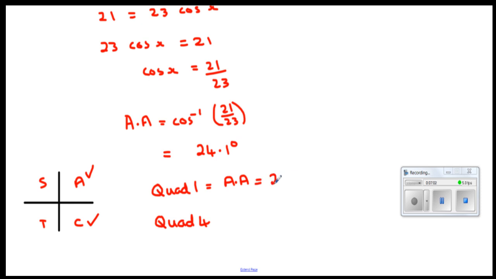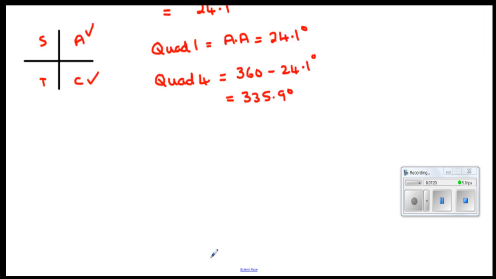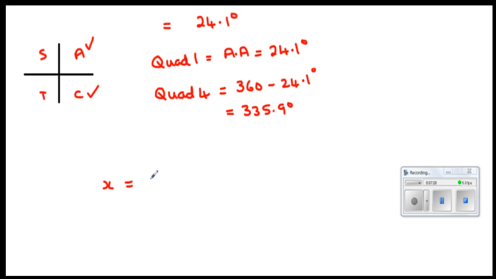So it's 24.1 degrees. In this one, in quadrant 4, it is 360 minus the acute angle. So it's minus 24.1 degrees. And when you take your 24.1 away from 360, you get 335.9 degrees. So summarise your answers. So x would be equal to the angle that the blade would turn round, and the first angle was 24.1 degrees, and the next one was 335.9. Double underline your answers.